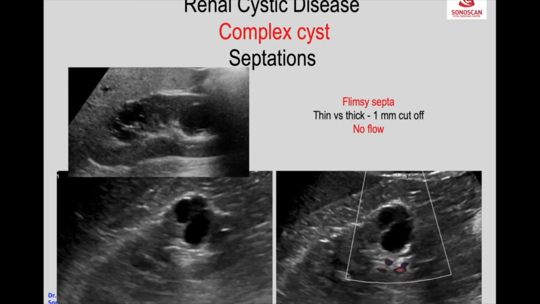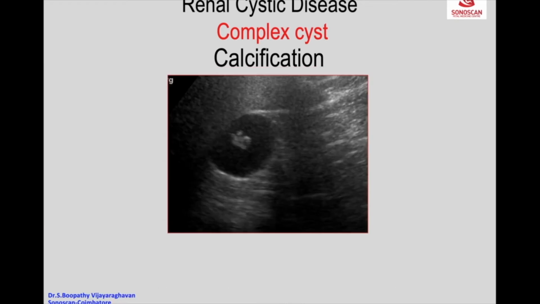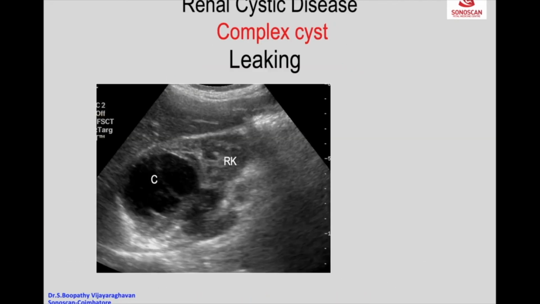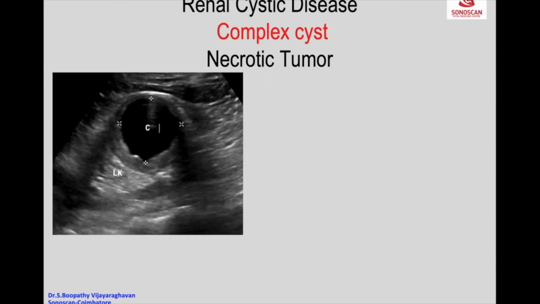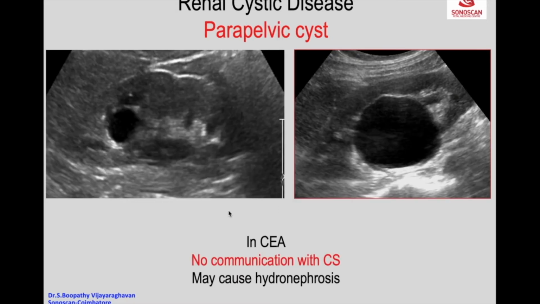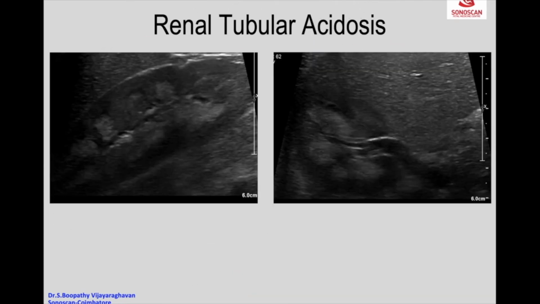Now, thin versus thick septum, the cutoff is 1 millimeter, and there is no flow in the septum. So that is followed up. Whereas, and biopsy. A cyst, but the features will be thick irregular walls as seen here, and a larger cyst in the central echogenic area. This can be recessive polycystic kidney disease.